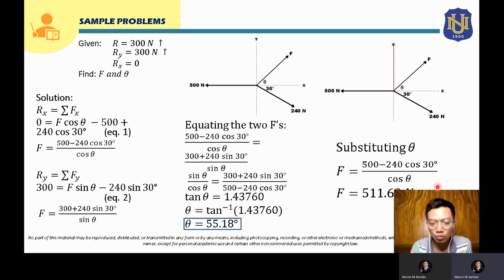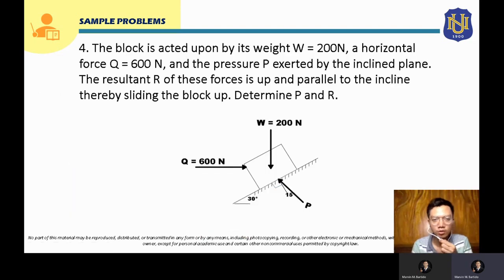All right, so the answer here will be 511.62 Newton. So this will now be the value of F. So these are the answers for this question. F is equal to 511.62 and your theta is 55.18 degrees. So now let's proceed to sample problem number 4.